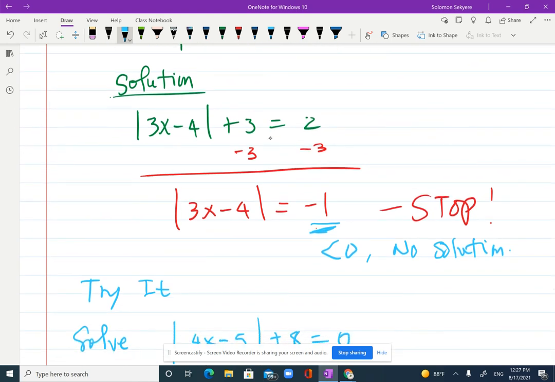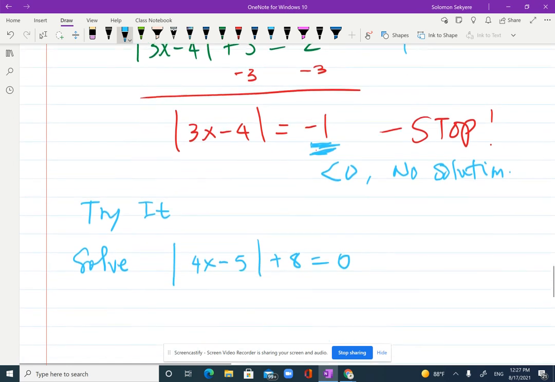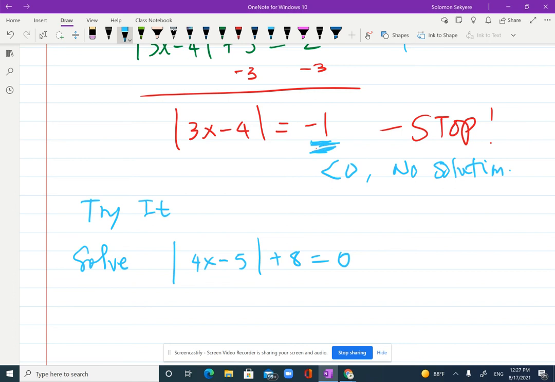Subtract 3 from both sides. We have the absolute value of 3x minus 4 equals -1. What have we been saying? The absolute value of something cannot be less than 0. So when you get here, stop. There is no solution. No such value of x will make this happen.